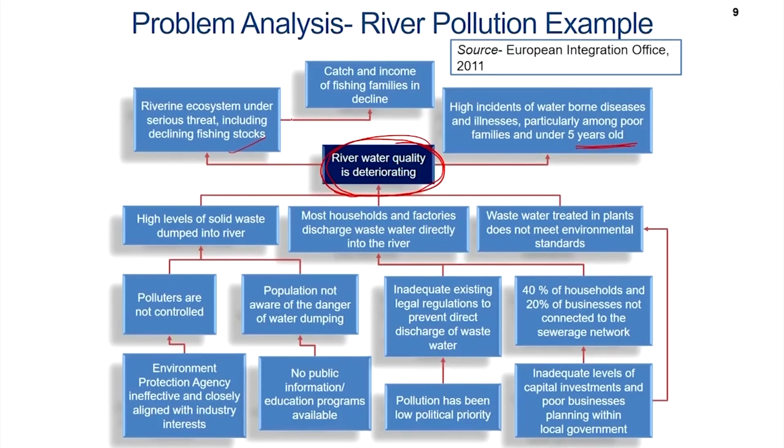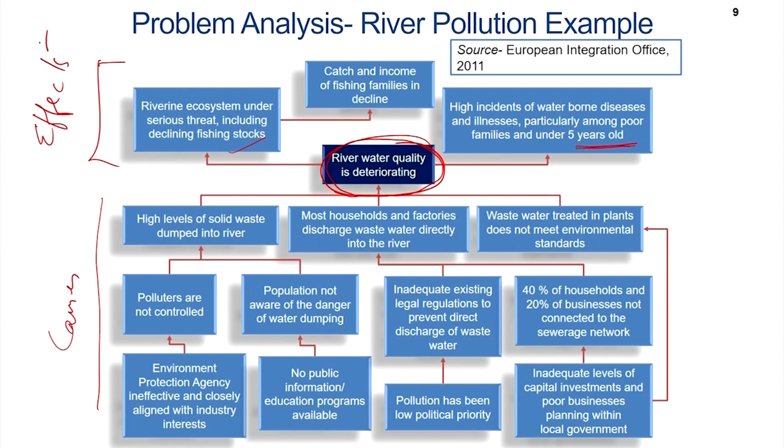Now, obviously, when river water quality affects the health of under 5 years old children, that affects the overall health of the growing economy, because today's children are tomorrow's workforce, and therefore the undernutrition or health matters of children are looked at very seriously. So, that affects the larger economy as a whole. The deterioration of the riverine ecosystem then leads to the catch and income of fishing families declining. Now, this is one part of the story. The other part is what led to the river water quality deterioration in the first place. These are the causes and these are the effects.